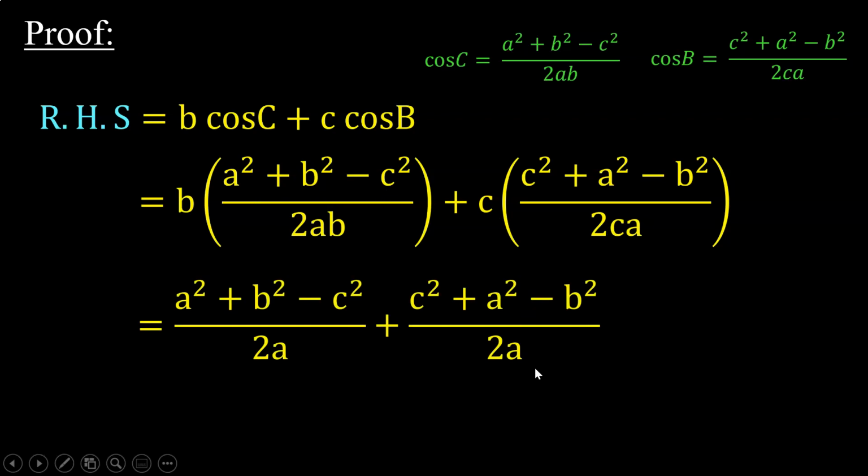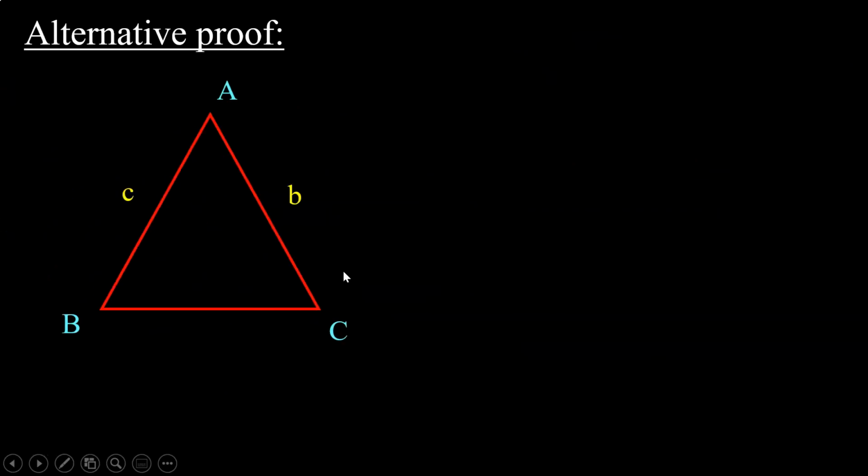Now the denominator is the same, adding the numerators. So b² minus b² will get cancelled, minus c² will get cancelled. So what we end up with is 2a² in the numerator and 2a in the denominator. So this is equal to a, which is nothing but the LHS. So this is one way to prove the projection formula. Let us look at the alternative proof for the projection formula.